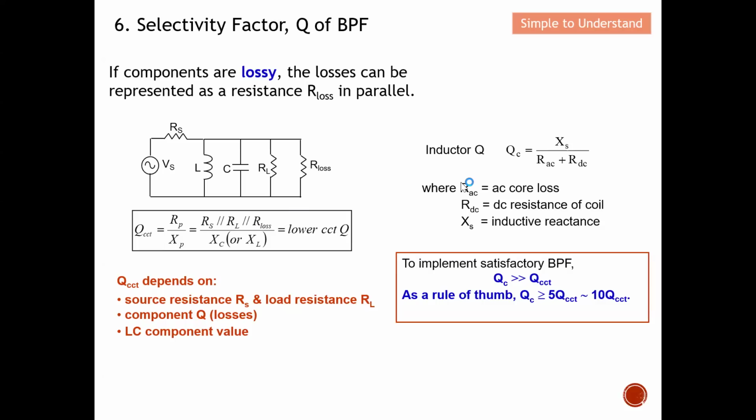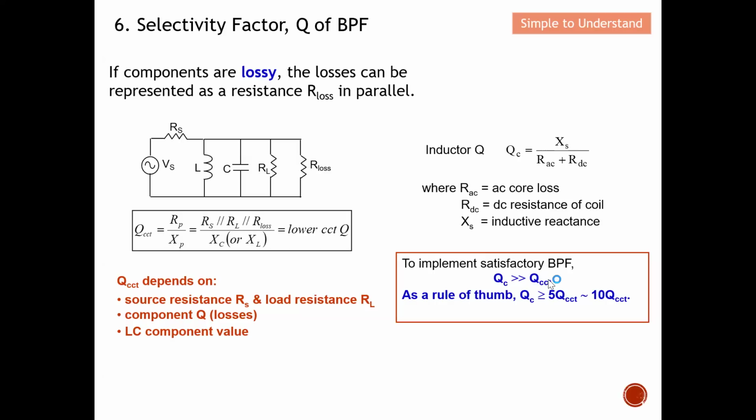For example, this is the circuit Q. We need to tackle the component Q. For the inductor, this is the component Q over here. In short, in order to successfully meet the performance of the bandpass filter, we need to ensure that the component Q is many, many times bigger than the circuit Q.